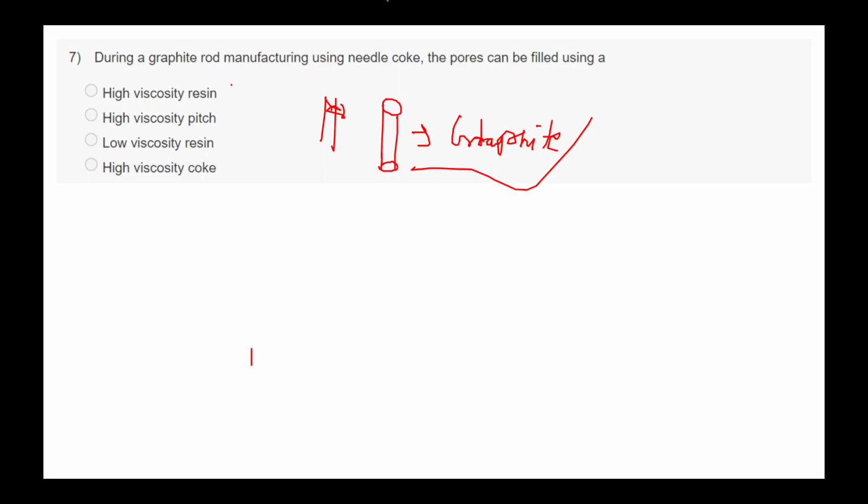Now two terms will come. First one is your resin. The second term is your pitch. What is resin? What is pitch? Who will answer?